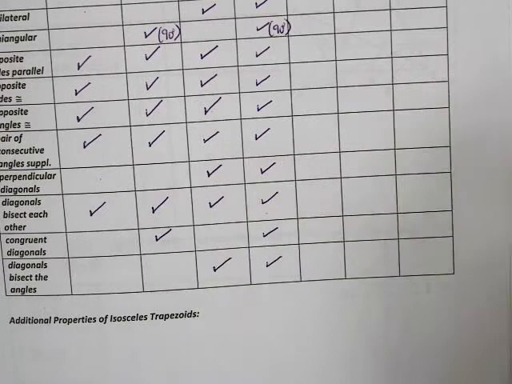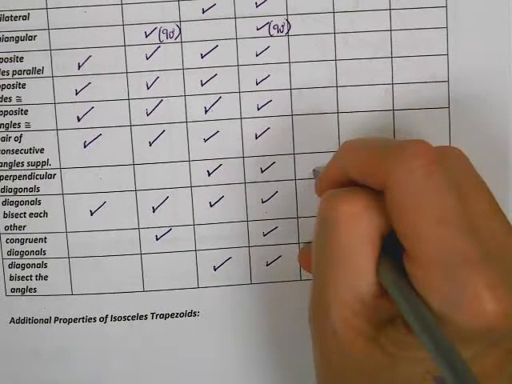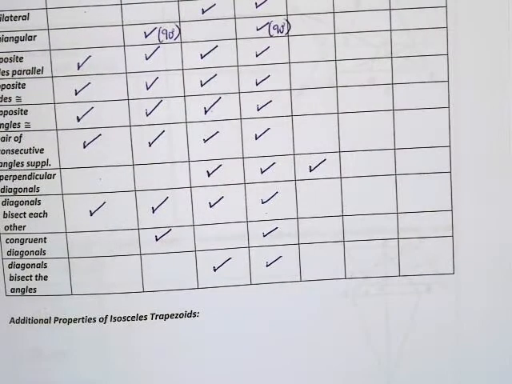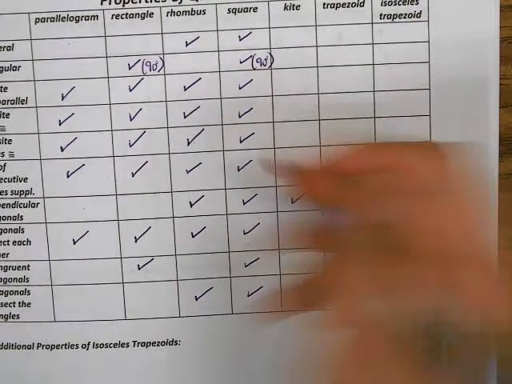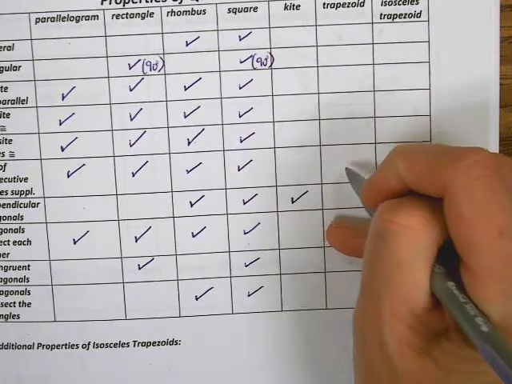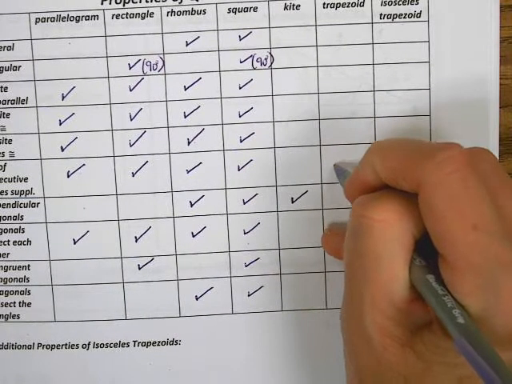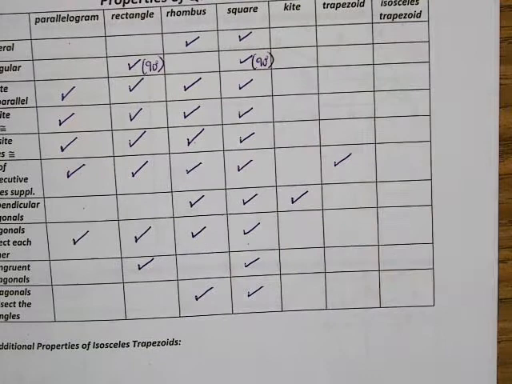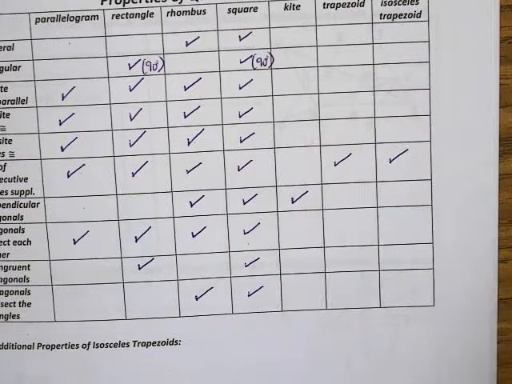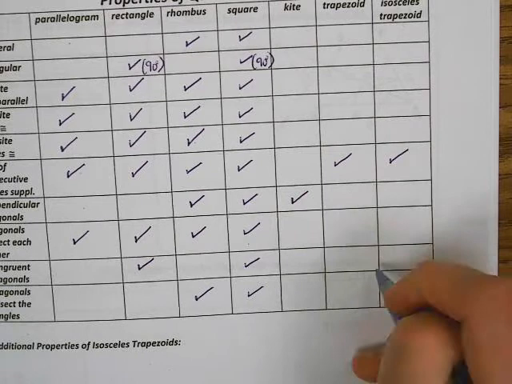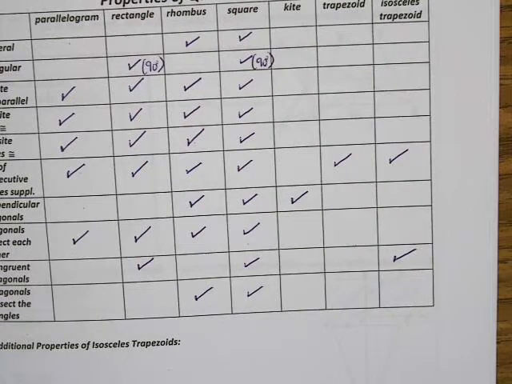If you looked at a kite, we have a whole lot less going on here. So the only property I think you should have had is that the diagonals are perpendicular. We'll talk about some other special properties of a kite in a minute. Trapezoid, we have a pair of consecutive angles supplementary. So we do have that in a trapezoid. We also have that in an isosceles trapezoid, a pair of consecutive angles that is supplementary. And in an isosceles trapezoid, you also should have had congruent diagonals.